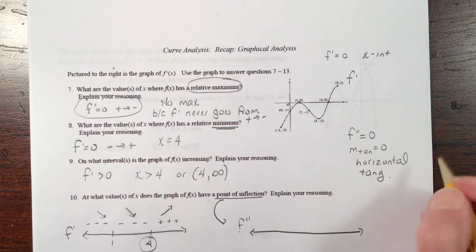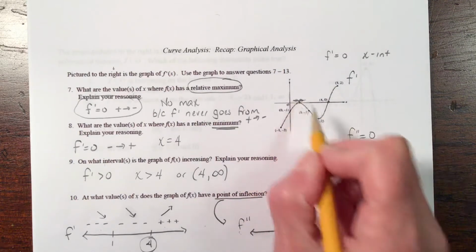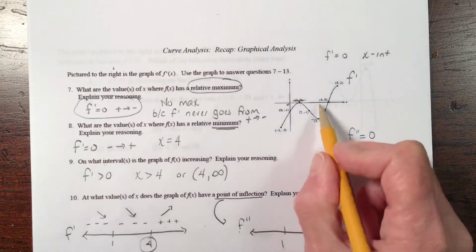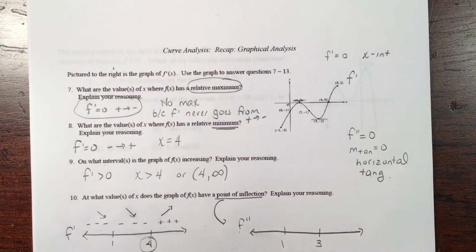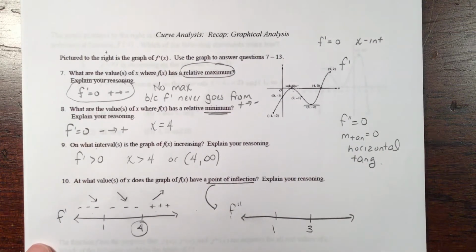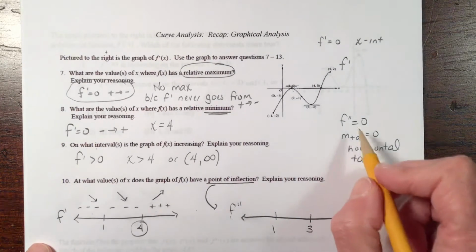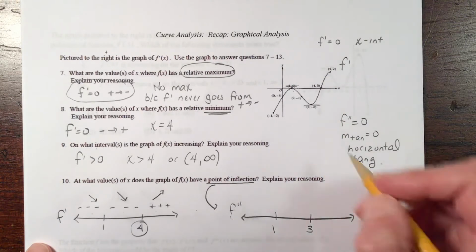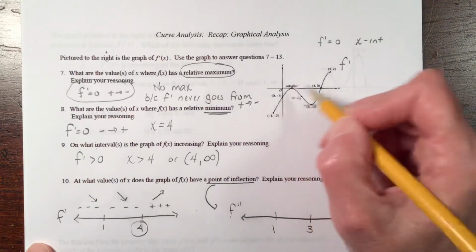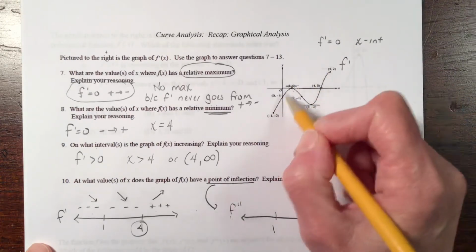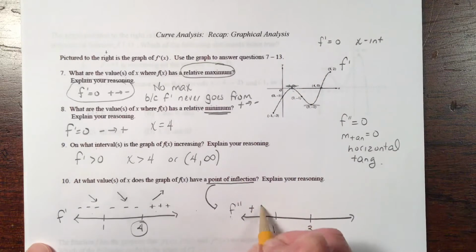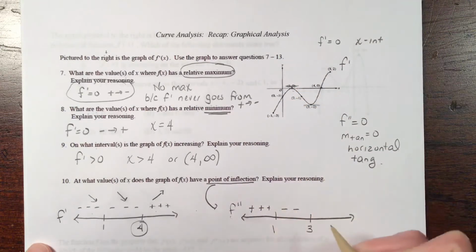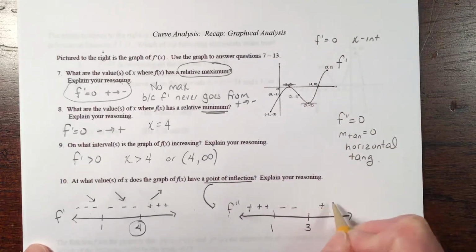So if I look at my picture, that's going to occur when x is 1 and when x is 3. Now I have to figure out how to put the signs. Remember, the second derivative is the derivative of the first derivative. In other words, we look at the slope of the tangent lines. So when the slope is positive, right, here the slope is negative, and in this interval the slope is positive again.